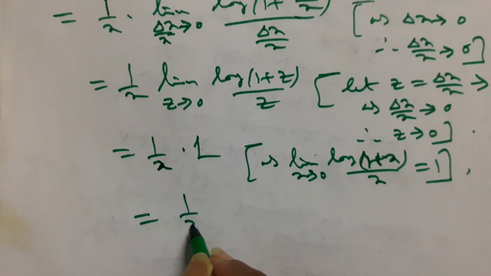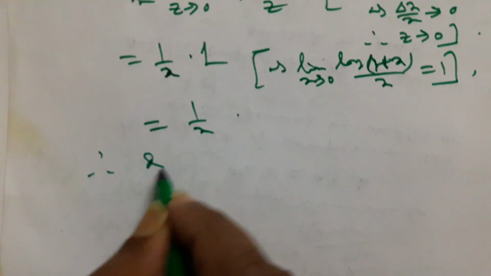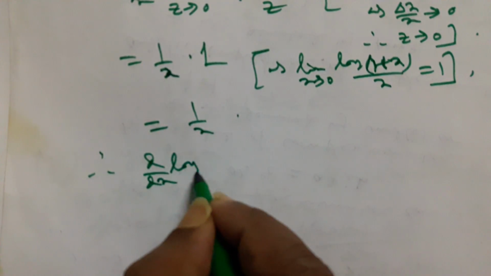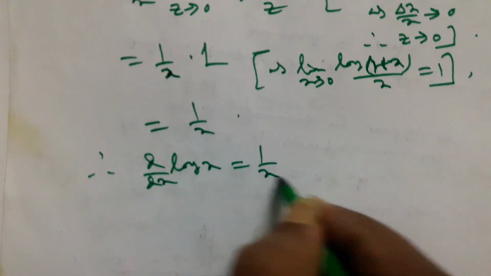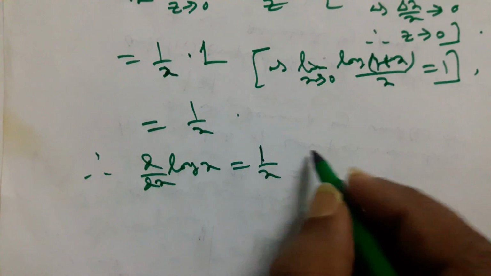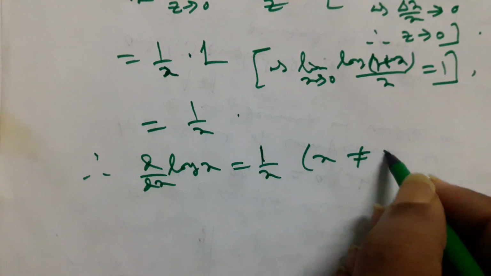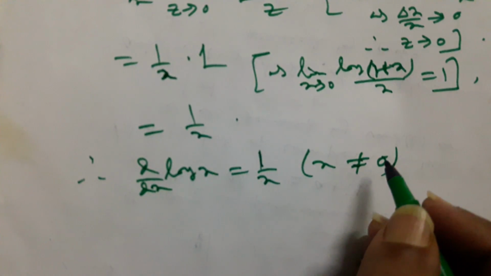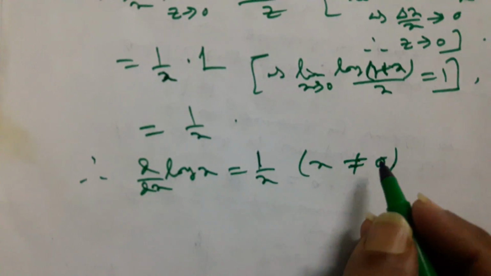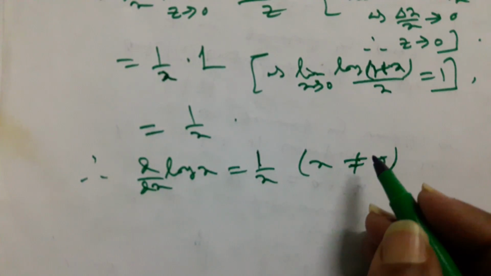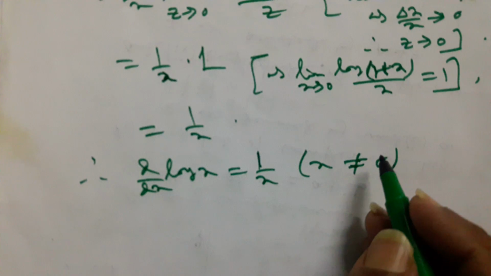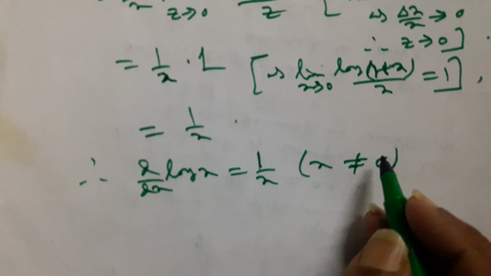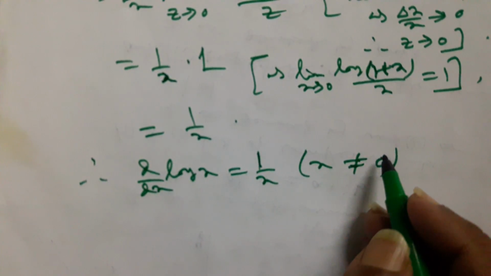So finally we find 1 by x. Therefore we conclude d/dx of log x is 1 by x, and obviously by definition x is not equal to 0. Now we end our discussion today with the evaluation of the derivatives of elementary functions, that is the exponential of x, or e to the power x, and its inverse function, the logarithm of x.